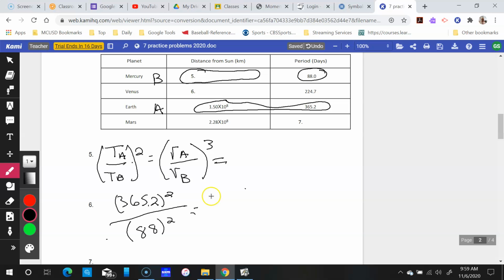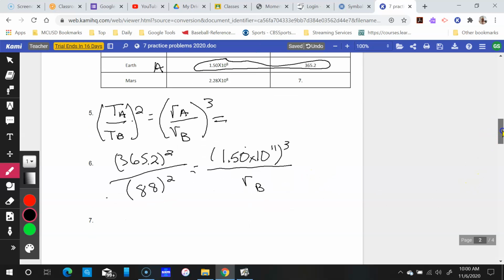Right? Now we know the radius for Earth, so that's 1.5 times 10, and that's actually to the 11th because this is the 8th for kilometers, but you want to be in meters, so you would change that to 11, and then that would be cubed. And then what you don't know is the radius for B. Right, so then what you need to do is just rework that equation.